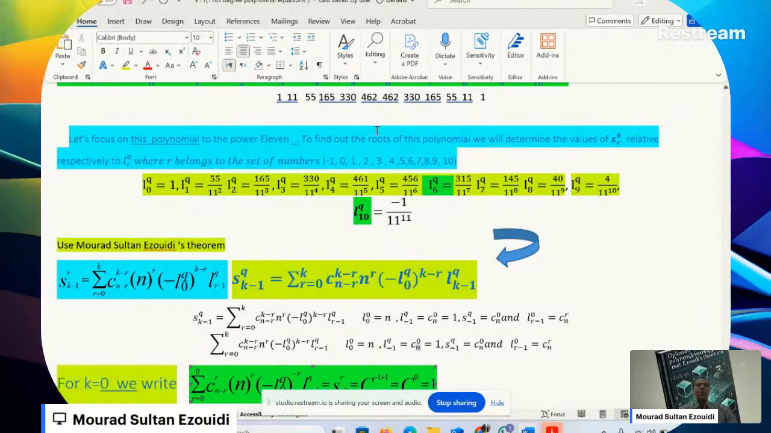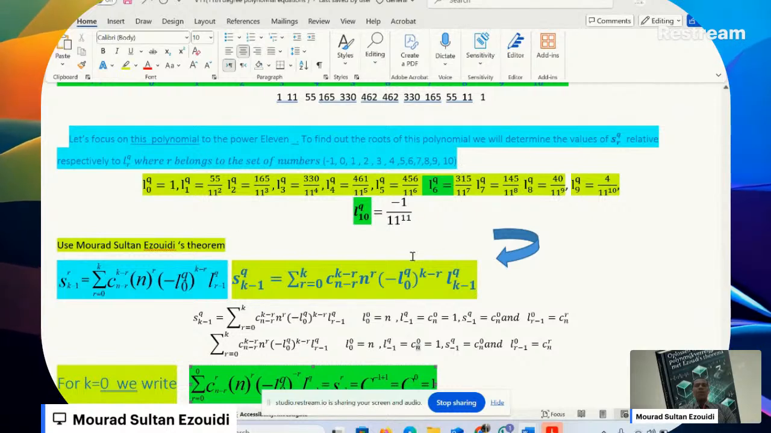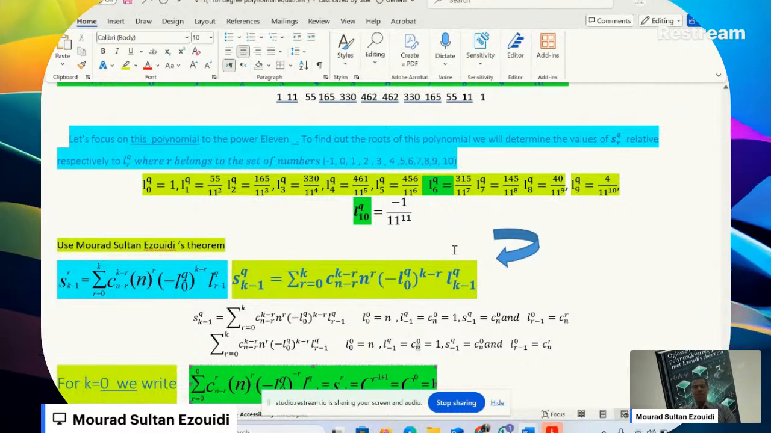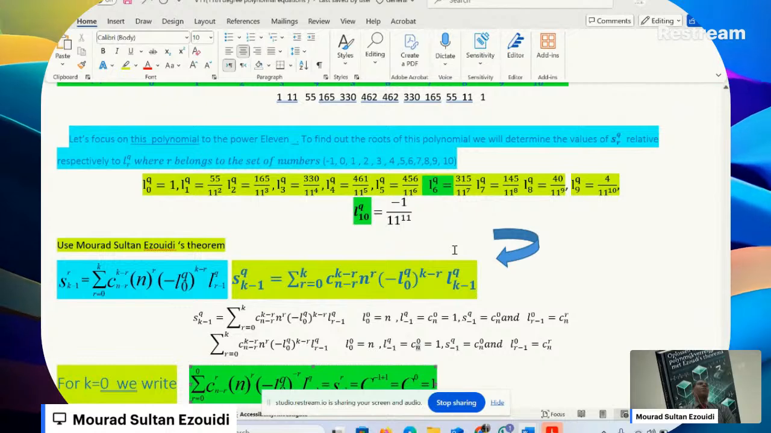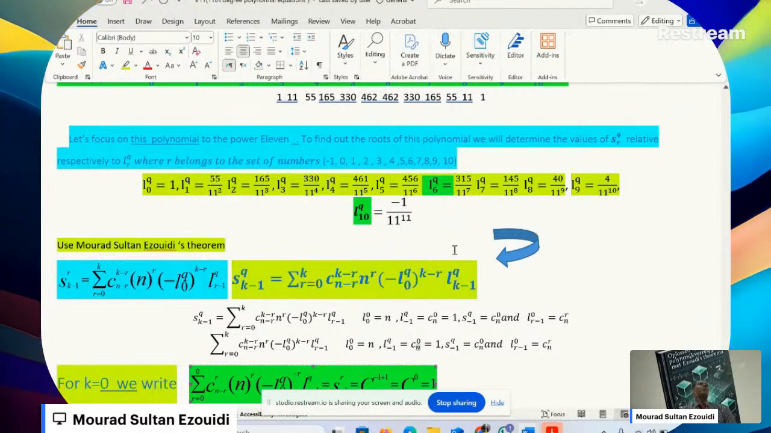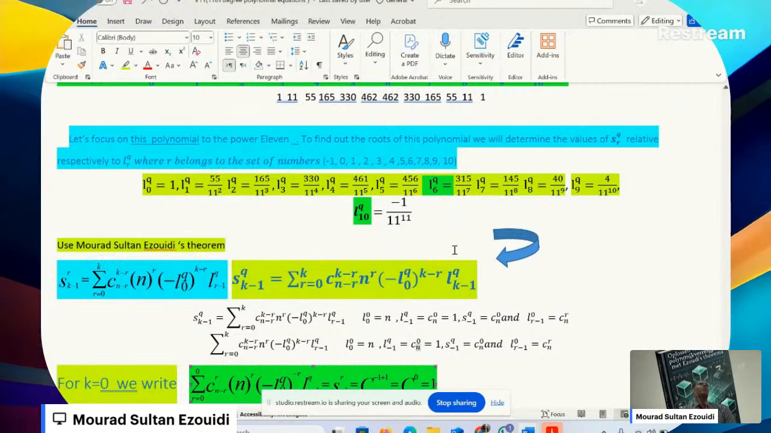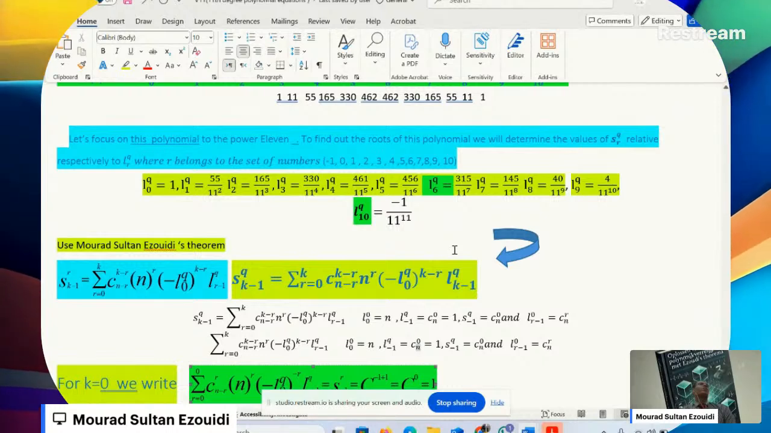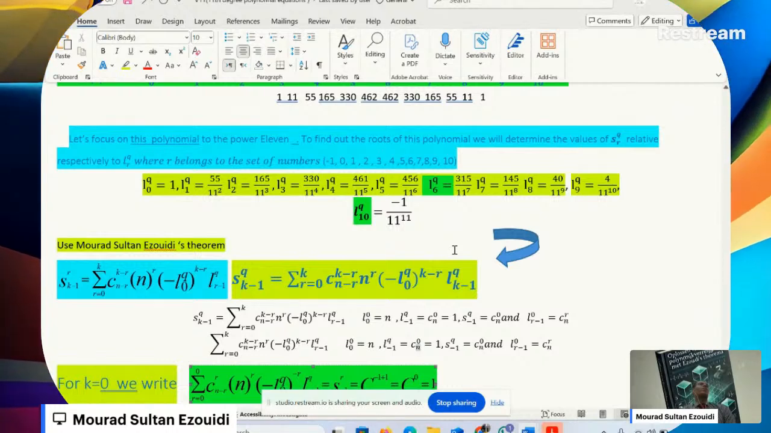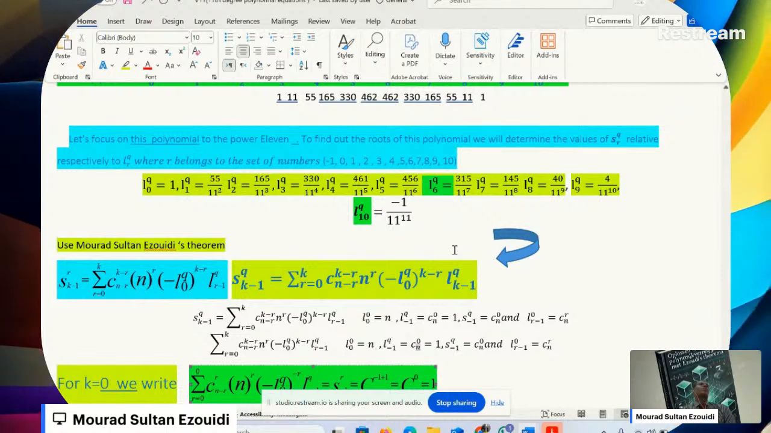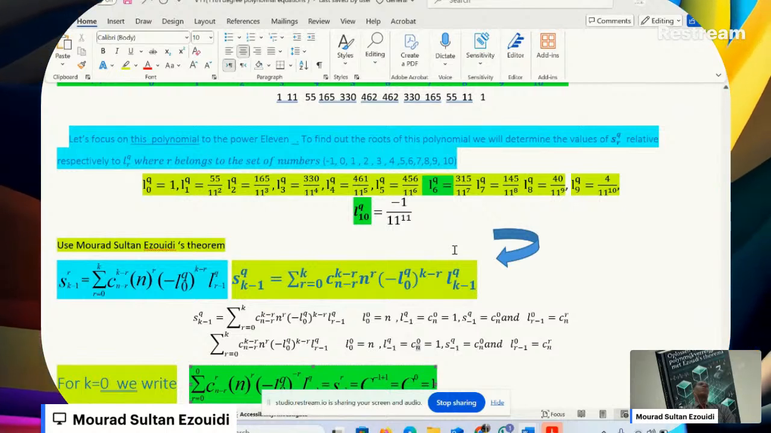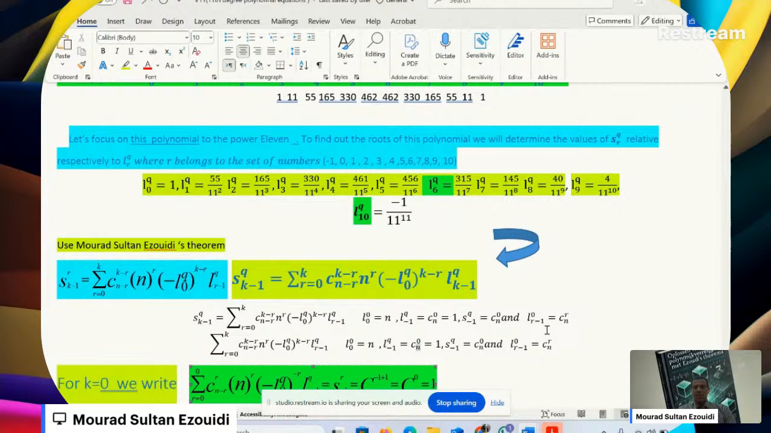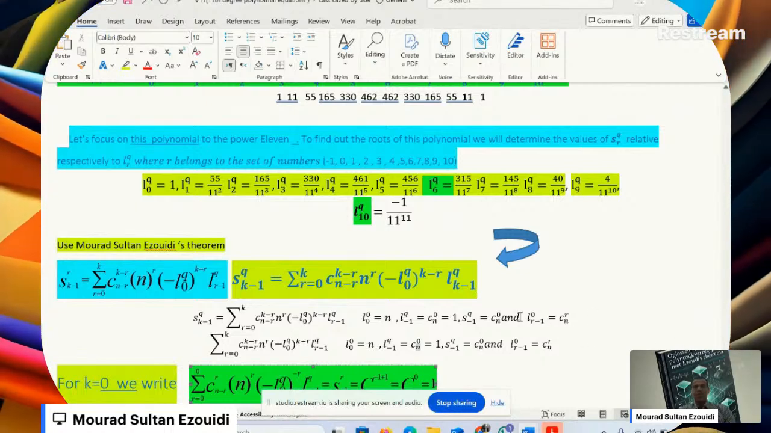So this is our prime to the power 11. I will read it again, and prepare yourself to solve the 11-degree prime equation. Now I will give you the steps.